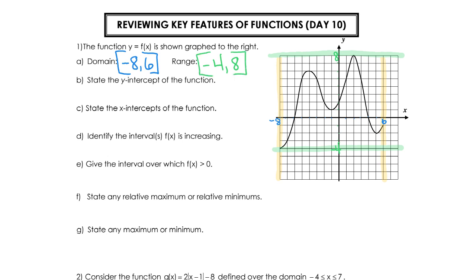Part B says to state the y-intercept of the function, and that's when the graph hits the y-axis, and that's that point right there, which is positive 2.